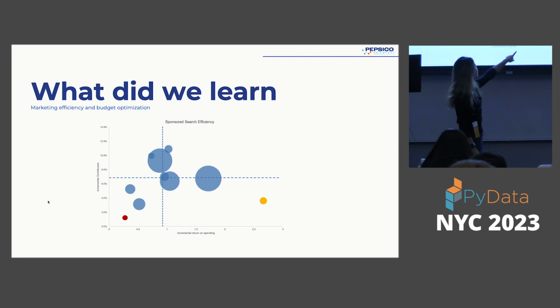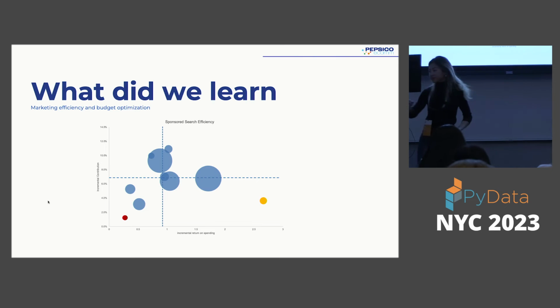Especially this yellow bubble, you can see here it has the highest return on investment. However, it seems like we didn't invest enough, so you only have less than 4% of contribution. So it's definitely a brand we could consider differently.